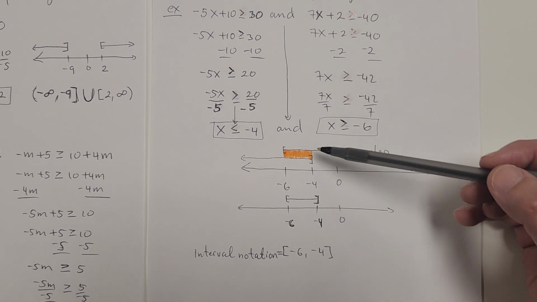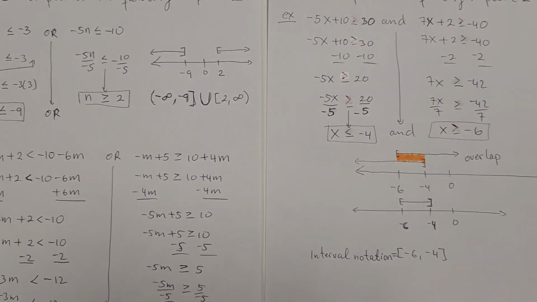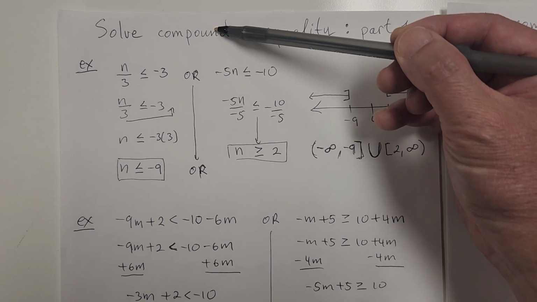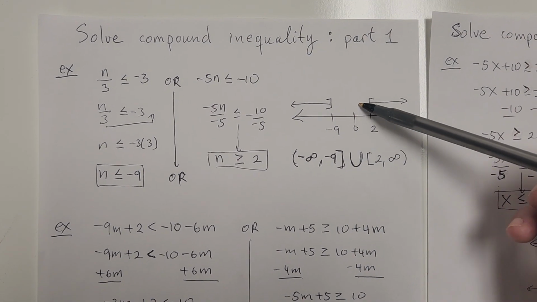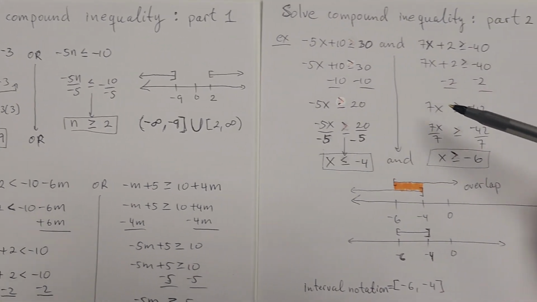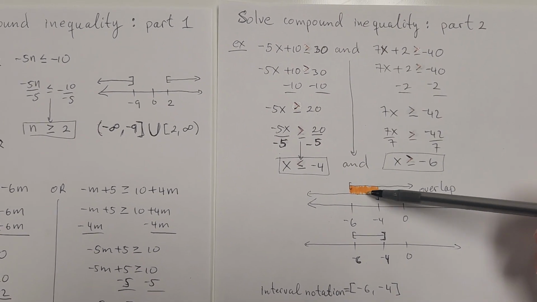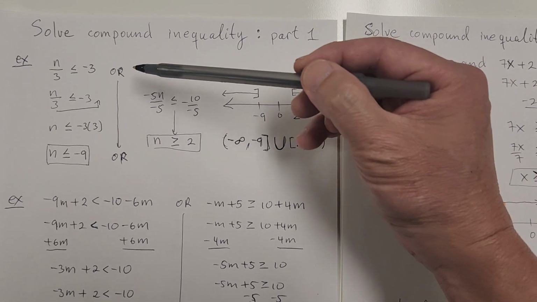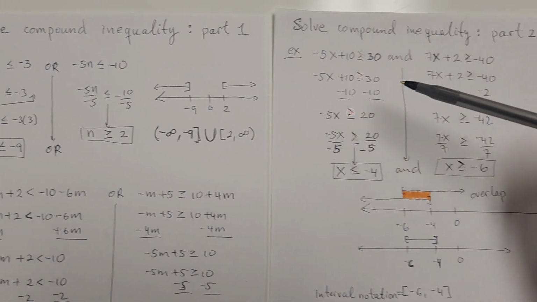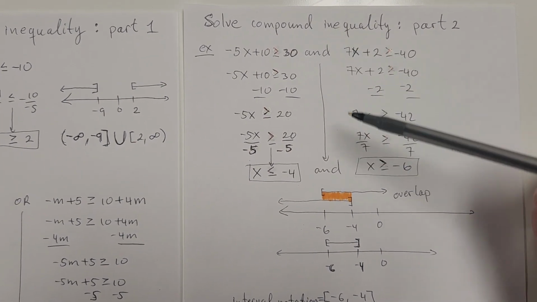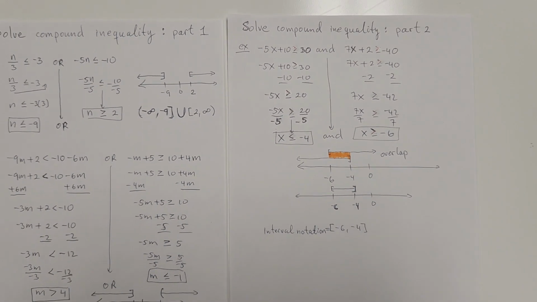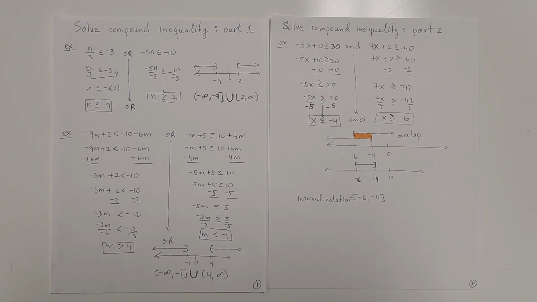our answer is the overlap. Okay, let's go back to Part 1. If we are doing an "or" compound, then "or" will give us a gap, and "and" will give me an overlap. One more time: "or" compound gives us a gap, and "and" compound gives us an overlap. Okay, so this is the lesson for Part 1 and Part 2, so you can see the difference.